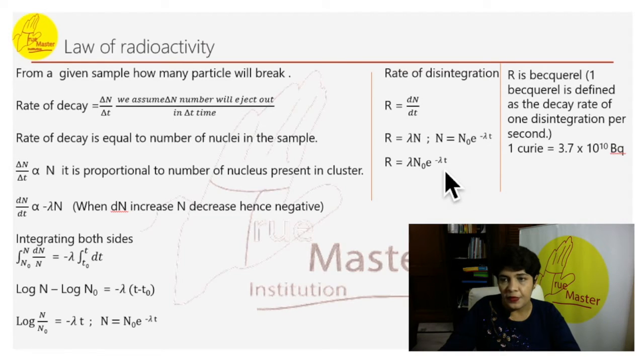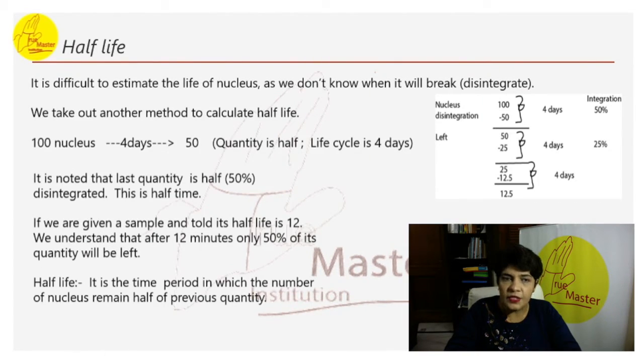Madam Curie has also worked a lot on radioactivity. One Curie is a smaller unit. It is 3.7 into 10 to the power 10 becquerel. It is difficult to estimate the life of a nucleus, as we don't know when it will break.